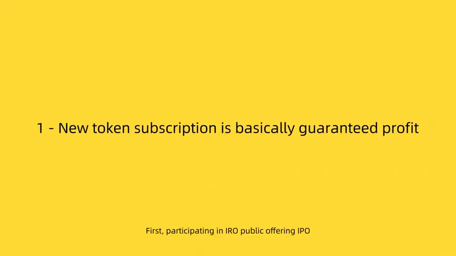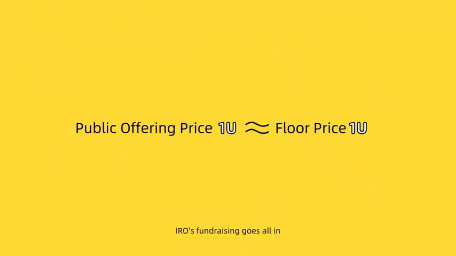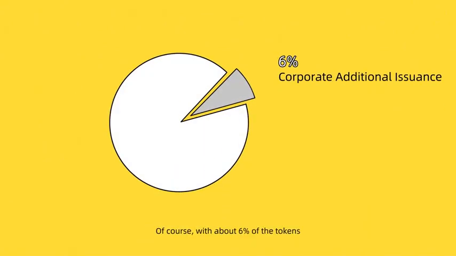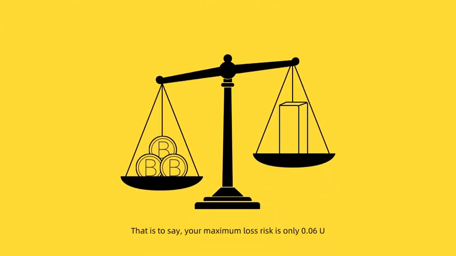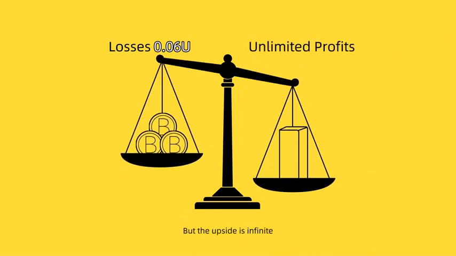First, participating in the IRO public offering IPO has extremely low risk. IRO's fundraising goes all in. If the public offering price is 1 U, the floor price at the opening is theoretically 1 U. Of course, with about 6% of the tokens issued when the company publishes, there will be slight dilution. At this point, the initial floor price becomes 100 divided by 106, which equals 0.94 U. That is to say, your maximum loss risk is only 0.06 U, but the upside is infinite.